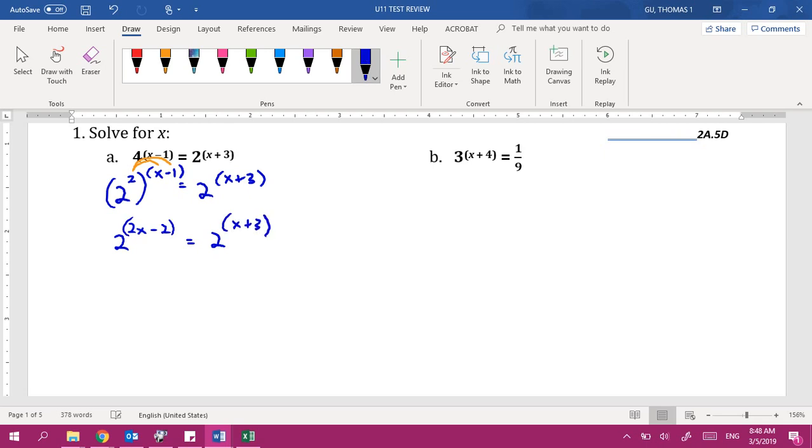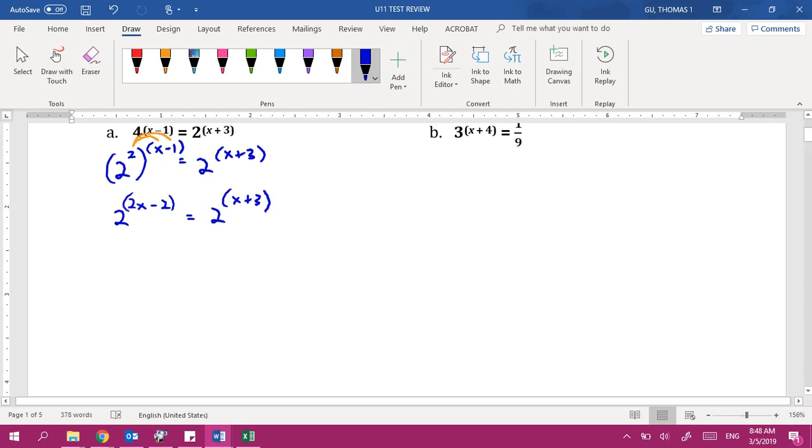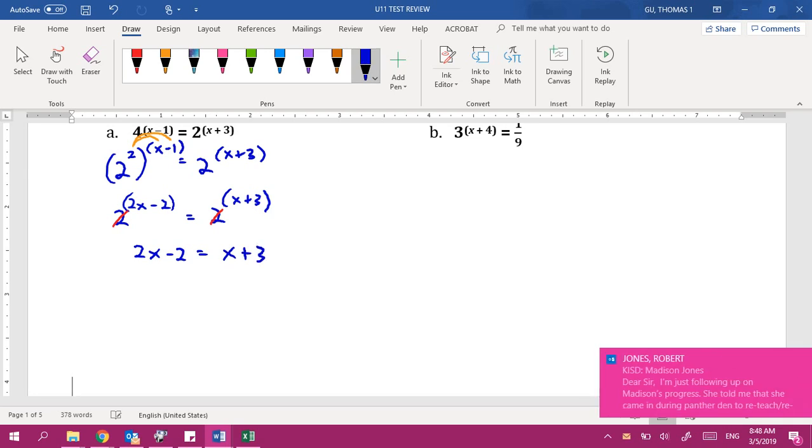x plus 3. Alright, once we get to this part where both the bases are the same, then because both of the bases are the same, we can just simply ignore them because they don't really change the equation. So then we just have 2x minus 2 equals x plus 3. We got to solve from here.